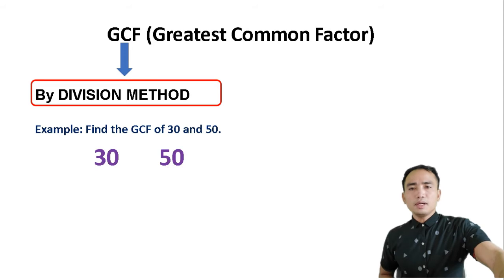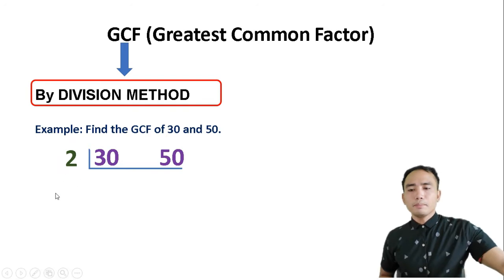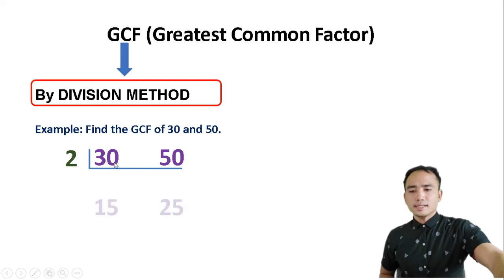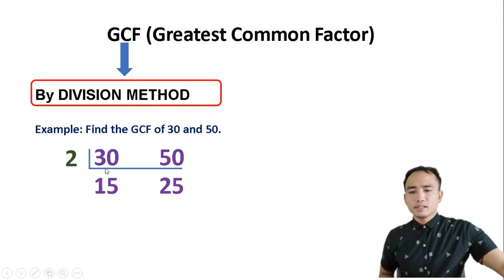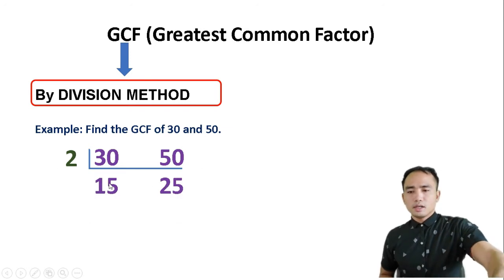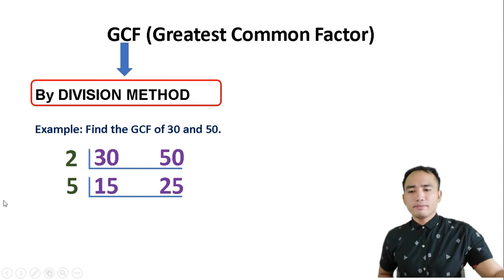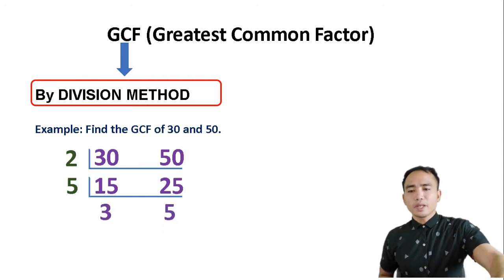So both numbers are even, so we can divide that by 2. Take note that we can only use the prime factors of 30 and 50, and that is 2. So 30 divided by 2 will give us 15. 50 divided by 2 is 25. So these two numbers can be divided by 5. 15 divided by 5 is 3, and 25 divided by 5 is 5.